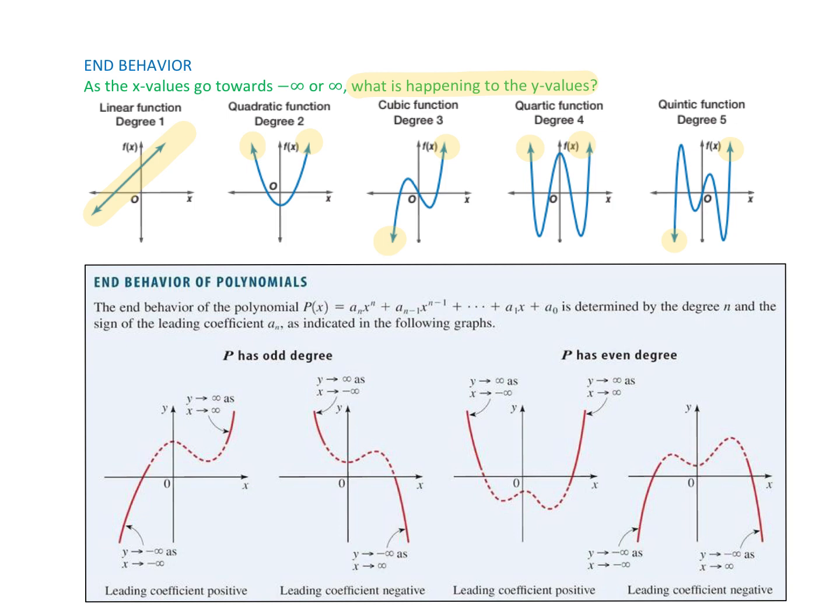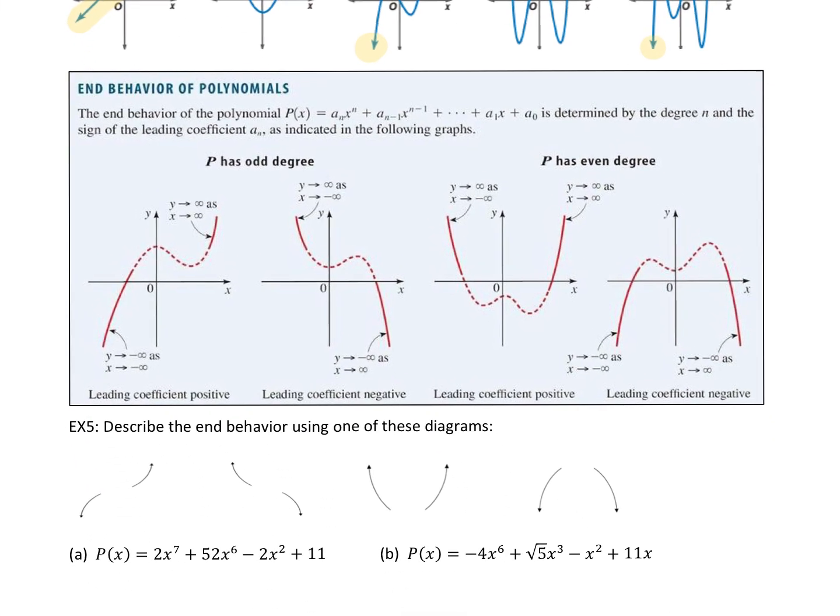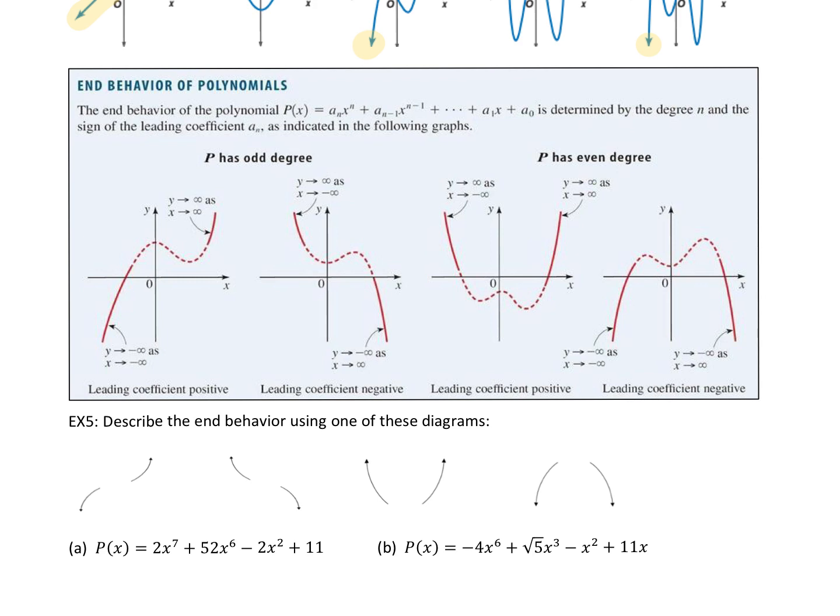So you'll notice the odd degrees have one up and one down. Even degrees have both up. But again, that's going to change if we have a positive or negative coefficient for a leading value. So let's take a look at the definition from the book. The end behavior of our polynomial is determined by the degree, n, and the sign of the leading coefficient.